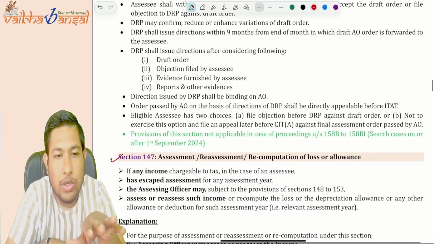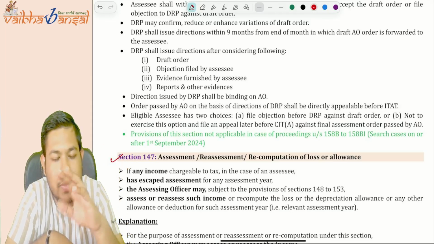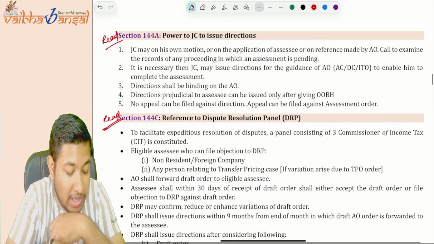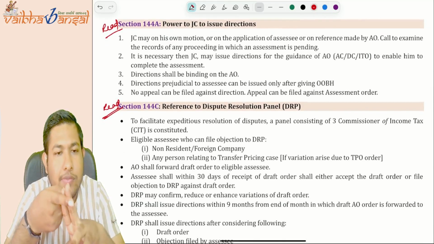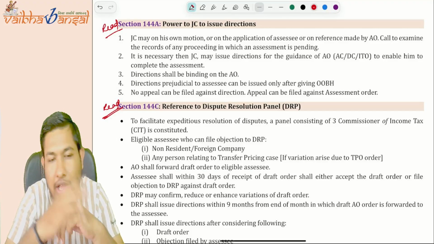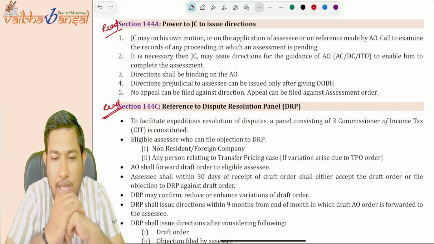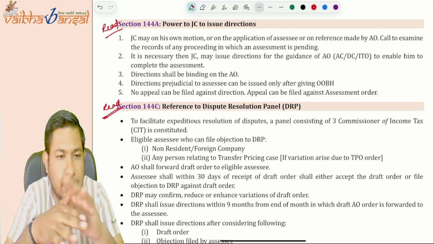After this, I am not going to start 147 as of now today. 147, 148, and the rest of the sections we will complete tomorrow. But today, after 144A and 144C, we are going to see the questions and answers of the sections that we have completed now. And then we shall be winding up the chapter tomorrow.